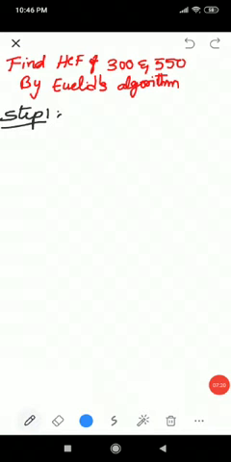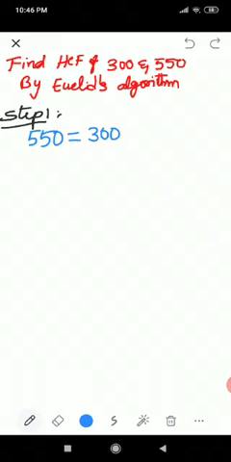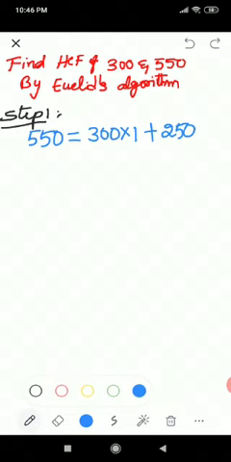So see another example, that is find HCF of 300 and 550 by Euclid algorithm. So in step 1 we have to start with 300 and 550. 550 can be written as 300 into 1 plus 250, this becomes the remainder. If you observe, this is the B value, this is Q, and this is R. R is not equal to 0, so we have to go for the next step.